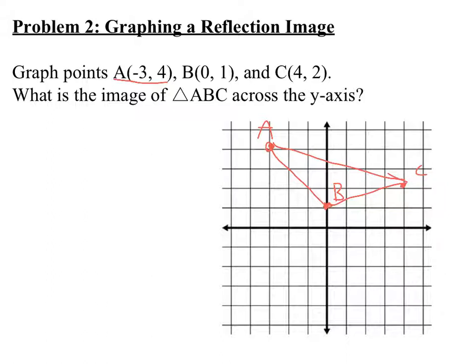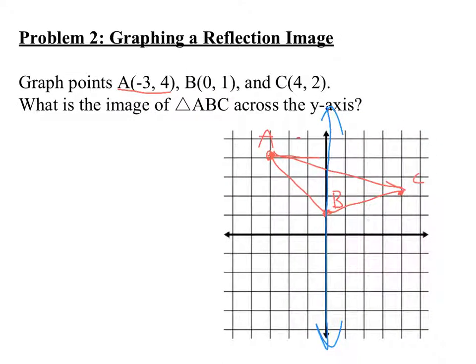Now what I'm going to do with that is reflect it across the y-axis. So now here's my y-axis. Here's my reflection line, my line of reflection. So what I'm going to do with each one of these points is find the distance between the point and the line, and then keep going in that same direction that distance. So for point A, I'm going to go 1, 2, 3 to the right. So that means to get A prime, I keep going 3 more to the right.